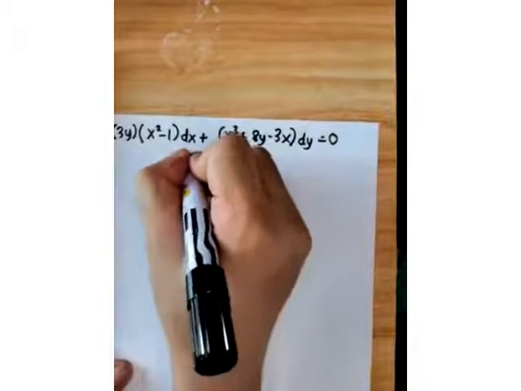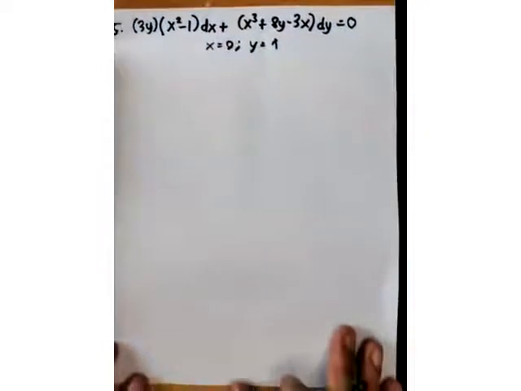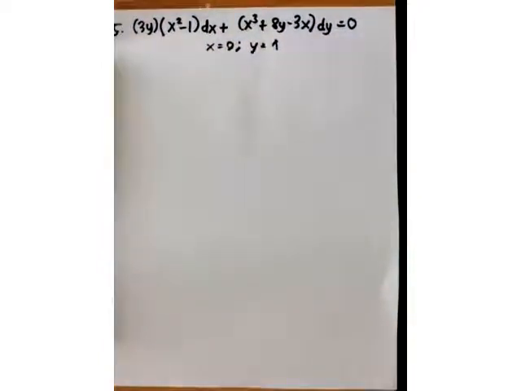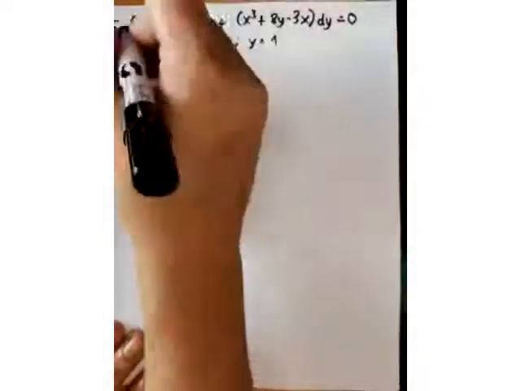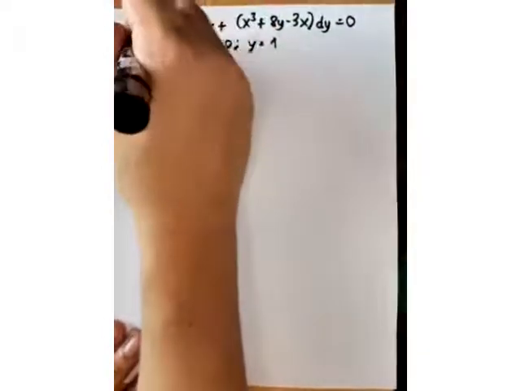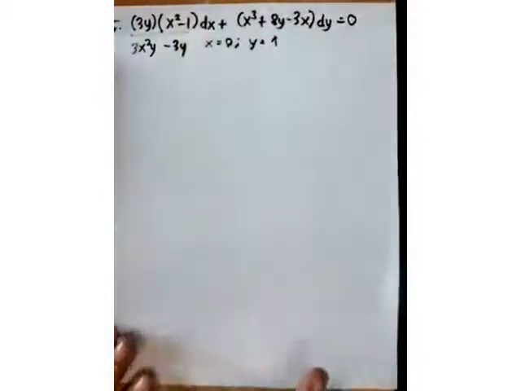May condition tayo na when x is 0, y is 1. Ayan. So we are to find the particular solution of this given differential equation. 3y times x squared minus 1 dx plus x cubed plus 8y minus 3x dy is equal to 0. Okay, so let's get the test muna ng exactness. Pero bago natin i-test, i-simplify muna natin ito. So ito ay distribute natin yung 3y. So magiging 3x squared y minus 3y.